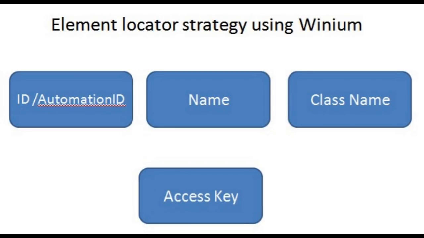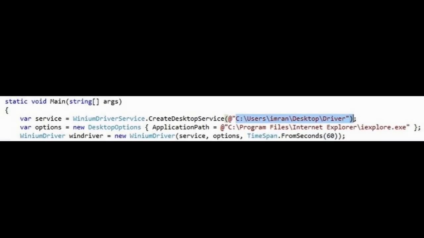Class name is a name given to UI attributes of an element. Well, it is possible that multiple elements can have the same UI attribute and have the same class name. So if you are locating an element with a class name, then be careful. You can use indexing along if you want to use class name. I'll talk more about it later. The last option is the access key. Access key is just like the shortcut key of your keyboard. It is similar to how you use your keyboard keys. Let us now jump into the coding section.